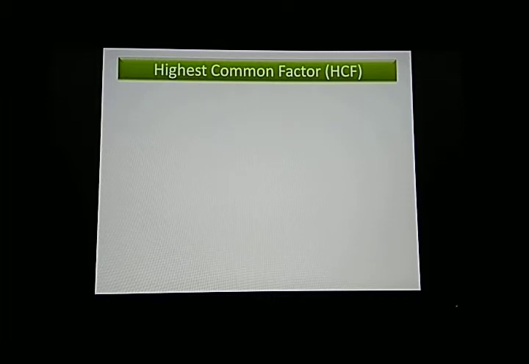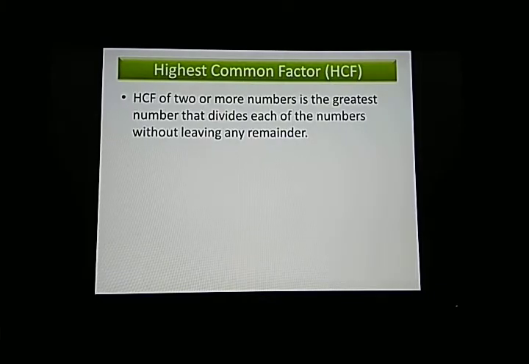So before beginning, first of all, let us go through a recap of what is actually the highest common factor or HCF. So HCF of two or more numbers is the greatest number that divides each of the numbers without leaving any remainder. So whenever we find HCF, there should be at least two numbers. We can't find out the HCF of one number. So there should be at least two numbers, or more than two numbers also there can be.